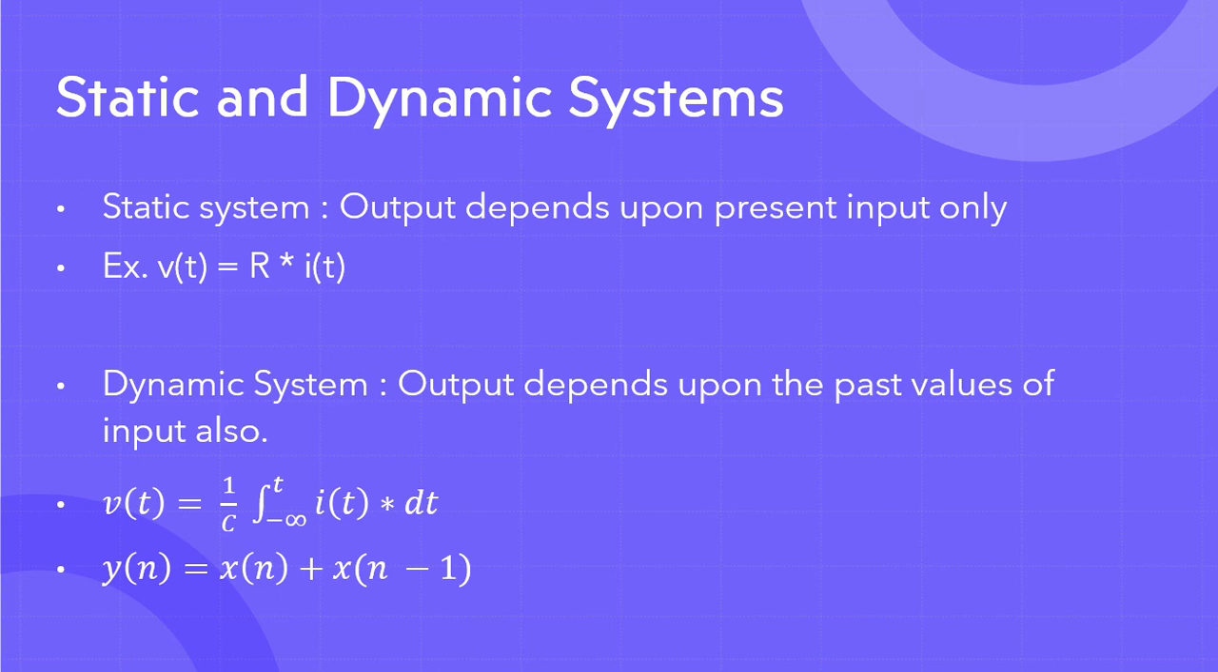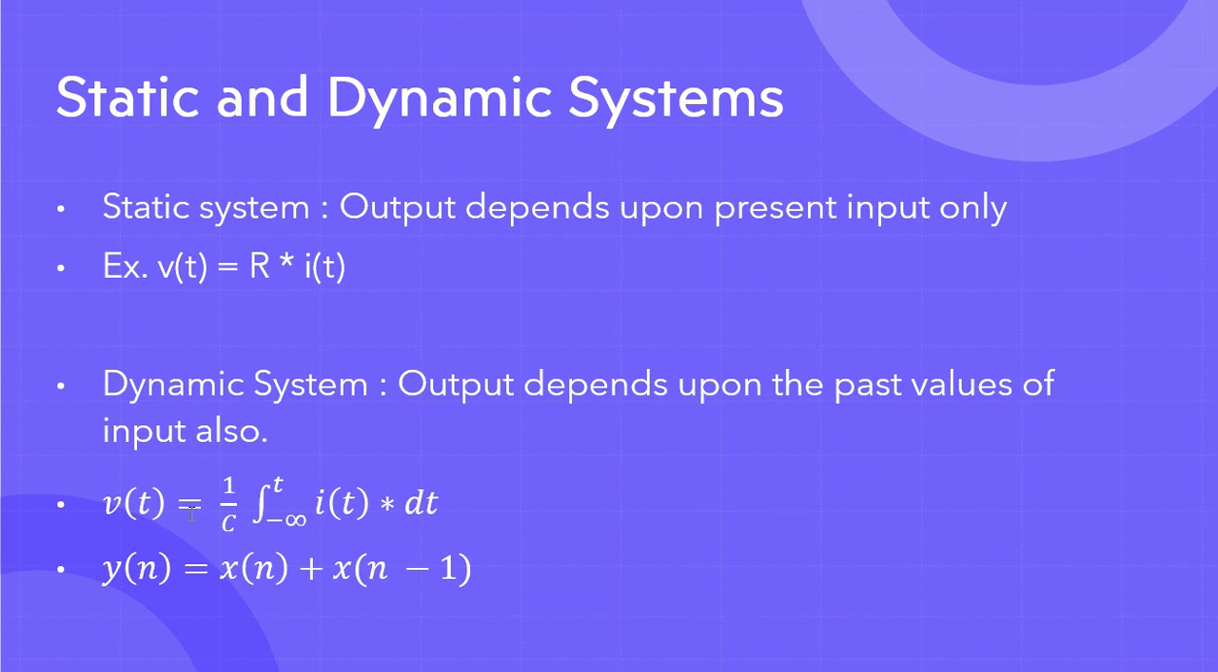Now again, how does it happen? This time let's consider an example of a capacitor. How do you express the voltage across the capacitor? We can express the voltage across a capacitor with the help of this equation: v(t) is equal to 1 by C integration from minus infinity to t of i(t) dt. What you are doing is taking integration across time. So what is happening here?